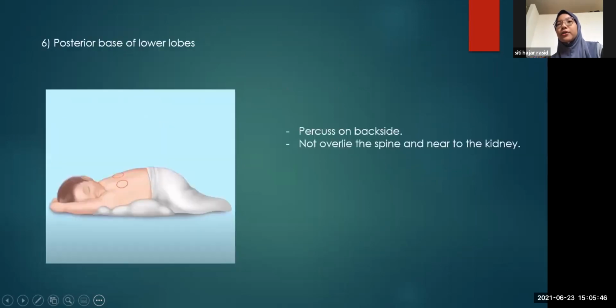which is the posterior base of lower lobe, where we percuss on the backside. However, we should make sure not to overlay the spine and to stay away from the kidney to avoid any organ damage to the baby. Okay, next slide.